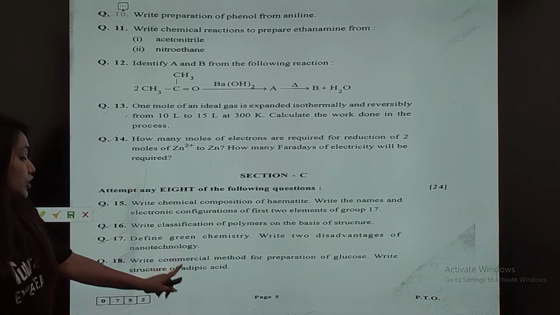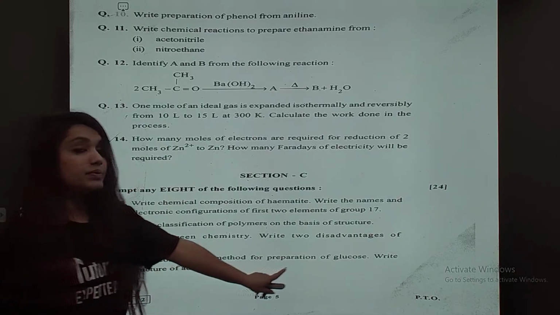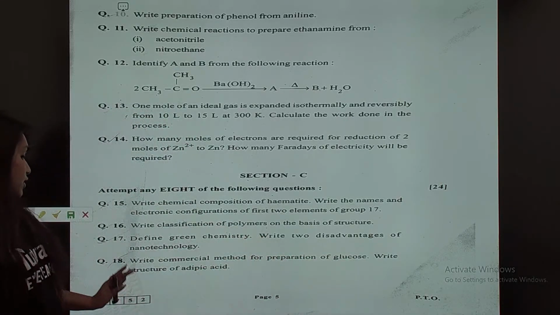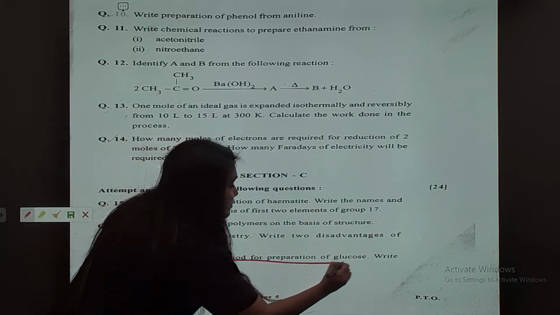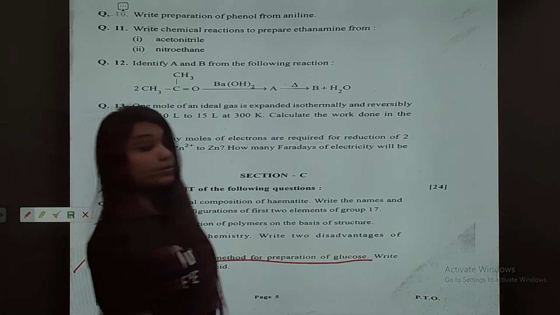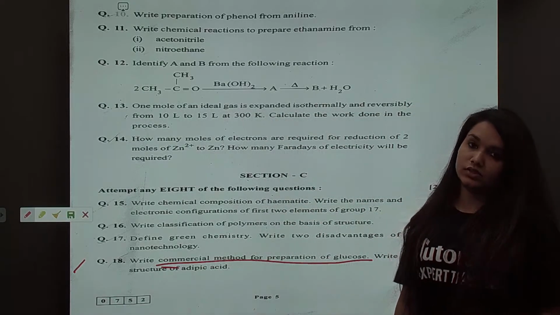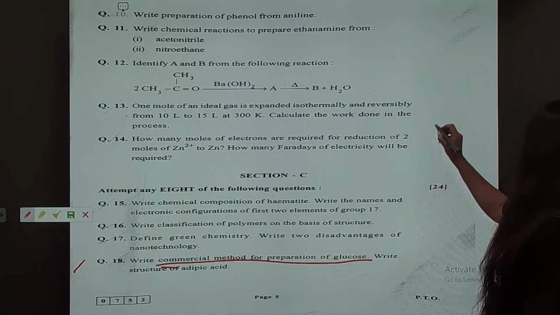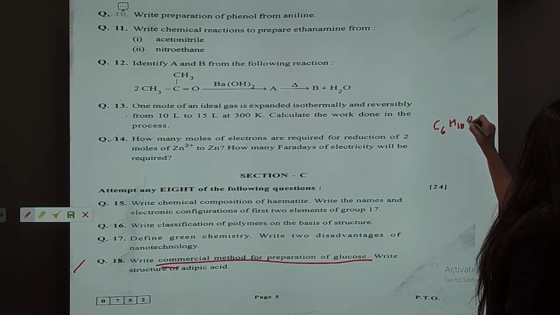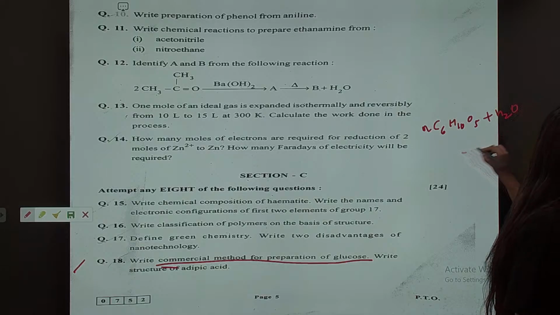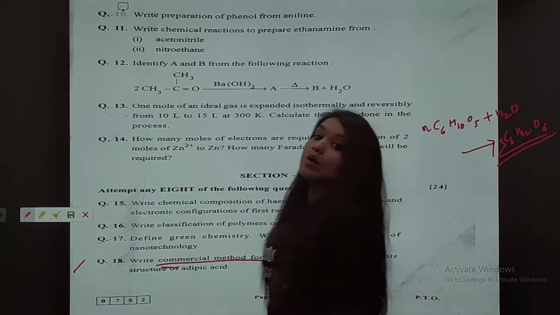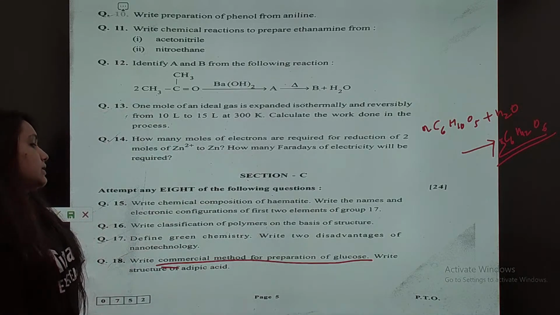Write the commercial method for preparation of glucose and also write the structure of adipic acid. So let's first talk about the commercial method of preparation of glucose, which you all must be knowing. It is using starch as the raw material. Starch is (C6H10O5)n. You simply add water to this and this will result in the formation of C6H12O6, that is nothing but glucose. So that's how glucose is commercially prepared in the industries.